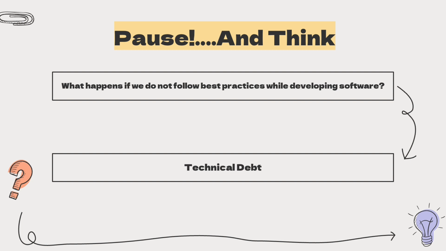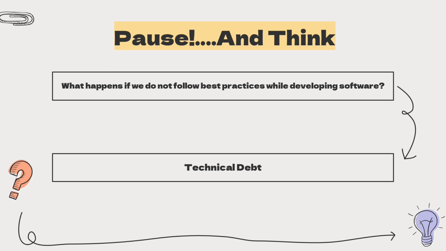Well, if we do not make use of best practices while developing software, it results in technical debt. Technical debt is the accumulation of code that is difficult to maintain or modify. It can result from shortcuts taken during development or from the use of outdated technologies. Technical debt can slow down development and make it harder to add new features or fix bugs.